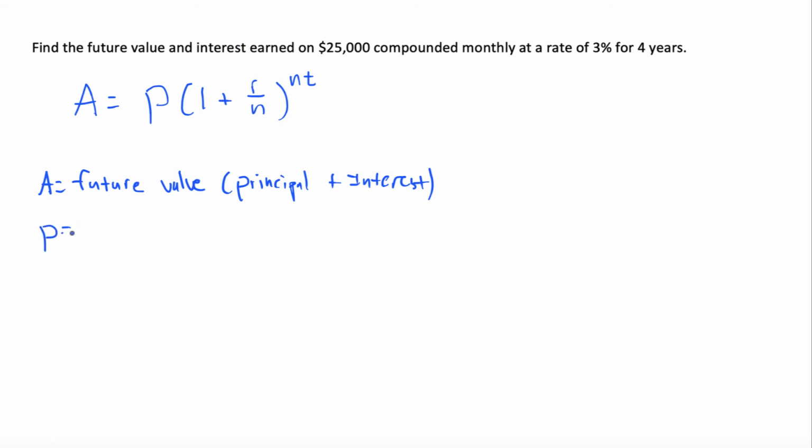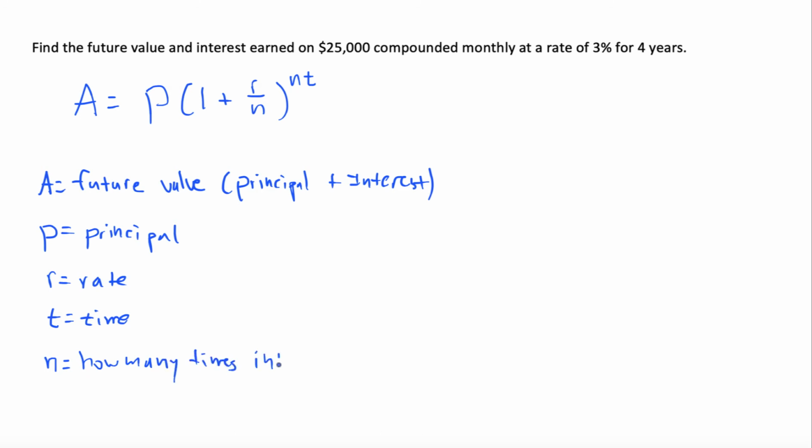So P is, of course, the principal. That is how much is being invested. R is the rate, and T is the time in years. You should be familiar with P and R and T. But what is N? N is how many times interest is calculated per year.